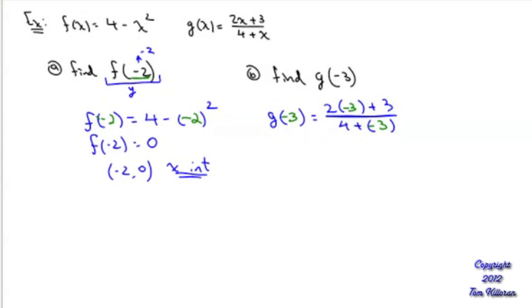What do we get? Well, -6 plus 3. g of -3 is equal to -6 plus 3, which is better known as -3, over 1. So you get this coordinate, which is (-3, -3).